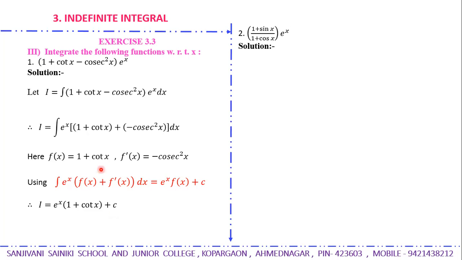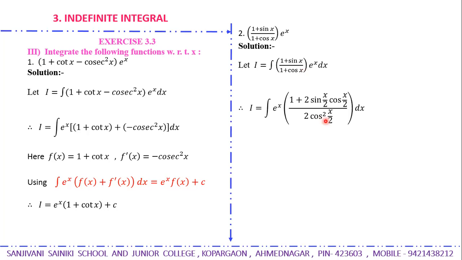Now the second example, (1 + sin x)/(1 + cos x) e^x. Again here it is e^x into something. So you have to simplify this so that you can write it as a function and its derivative. 1 + cos x I can write as 2 cos²(x/2). This sin x I can write as 2 sin(x/2) cos(x/2). After dividing separately, we get 1/2 sec²(x/2) plus, the cos will cancel, the 2 also will cancel, sin(x/2)/cos(x/2) is tan(x/2).